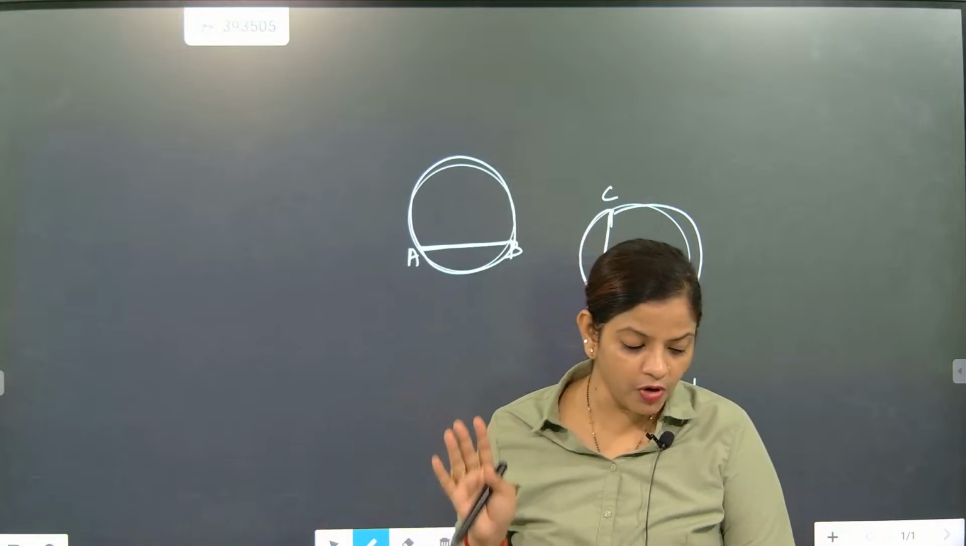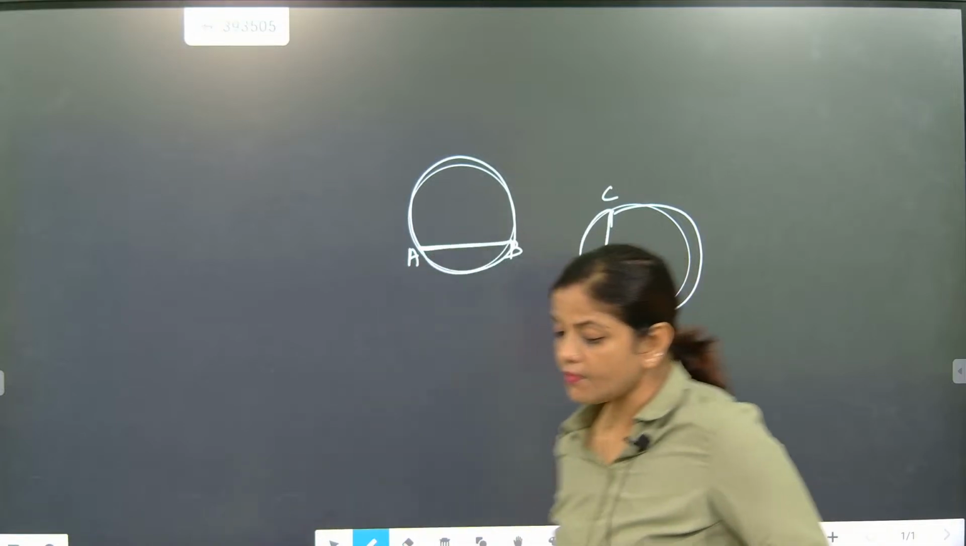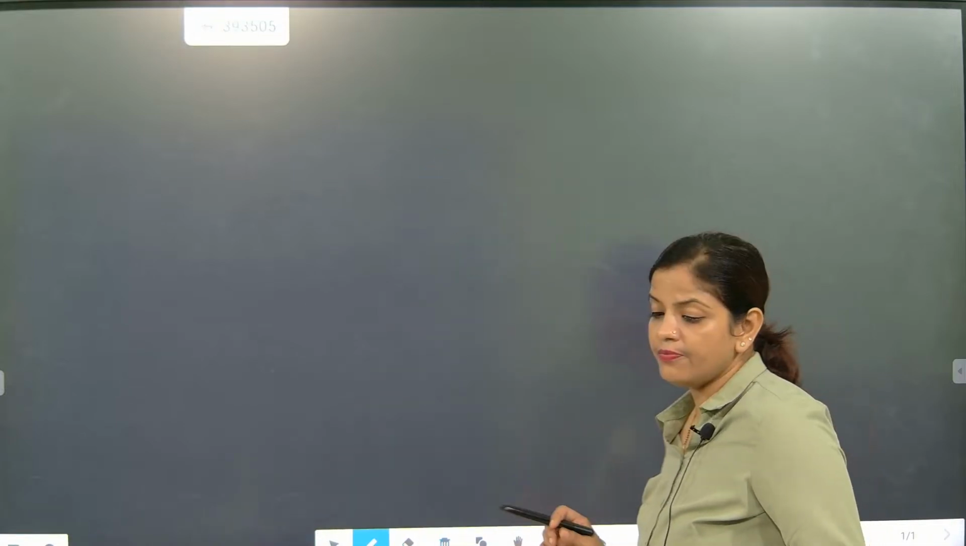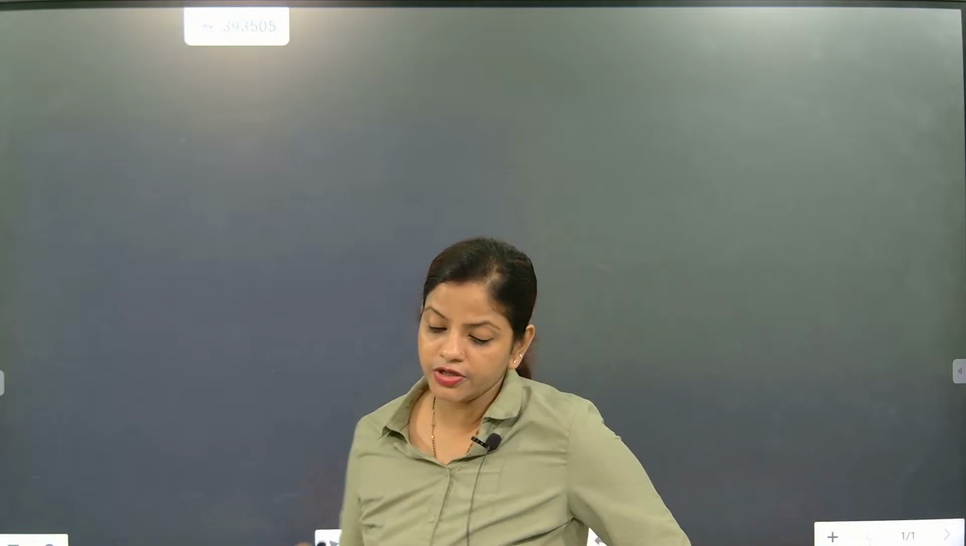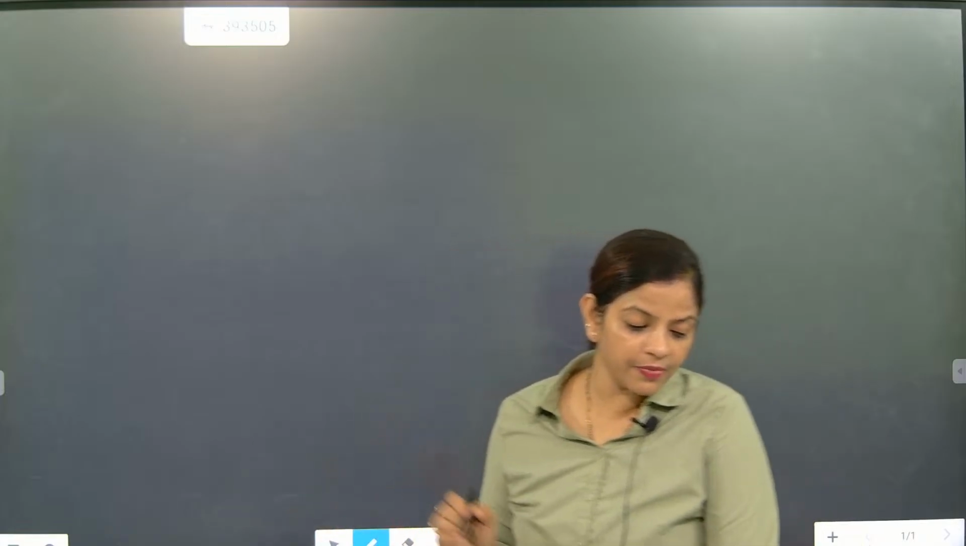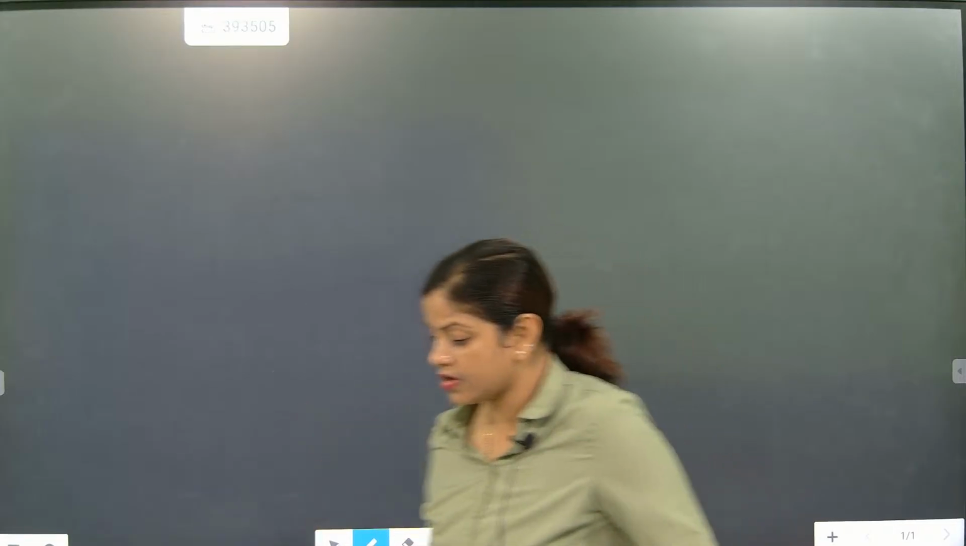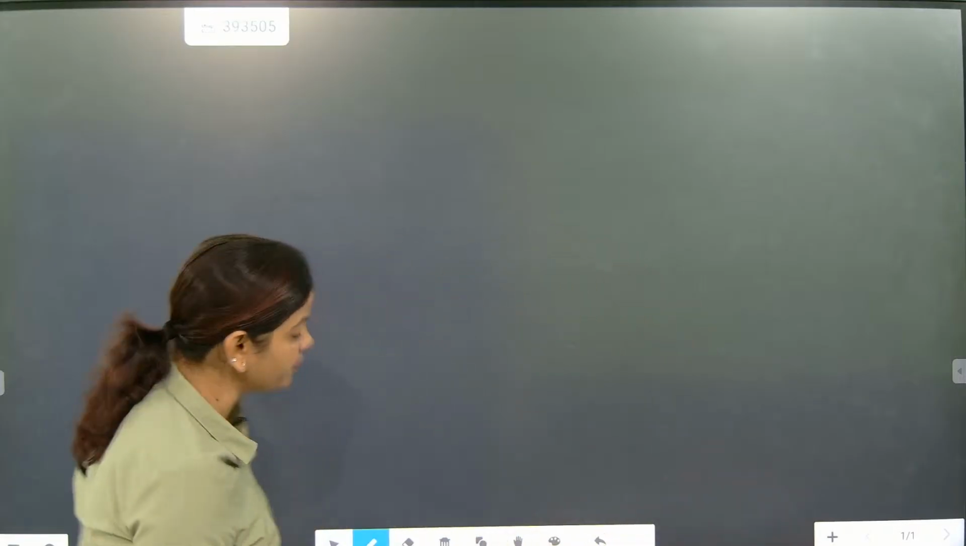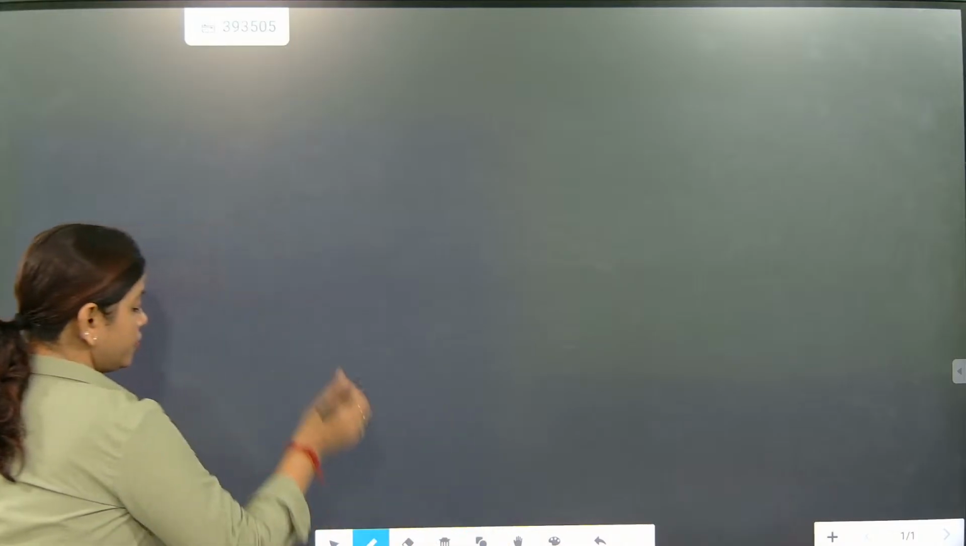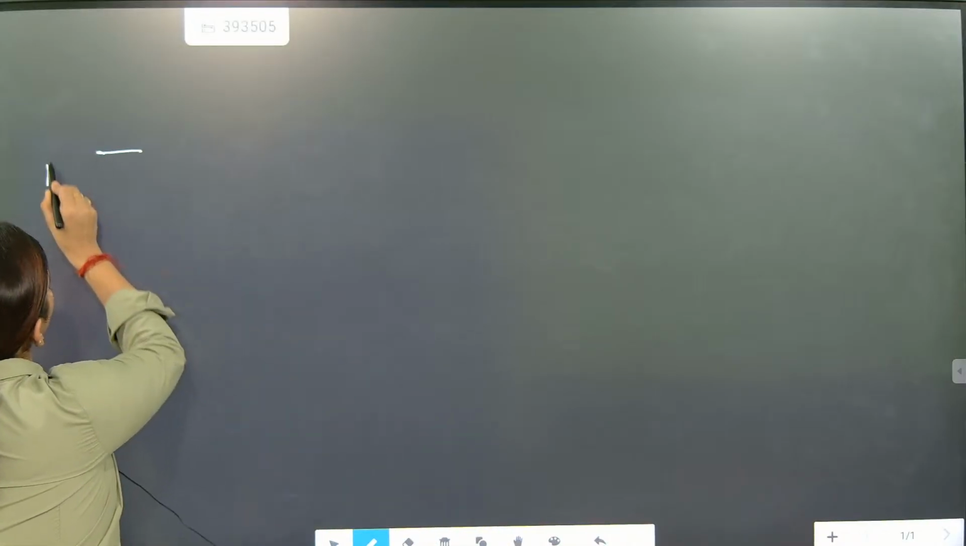Now the most important theorem of the circle. The circle has a very important theorem: the perpendicular from the center of a circle to a chord bisects the chord. This is the most important theorem. The perpendicular from the center of the circle to the chord. This is the first theorem.